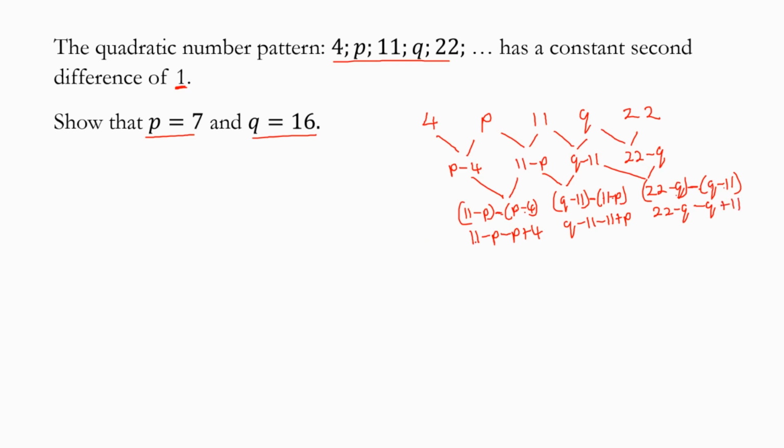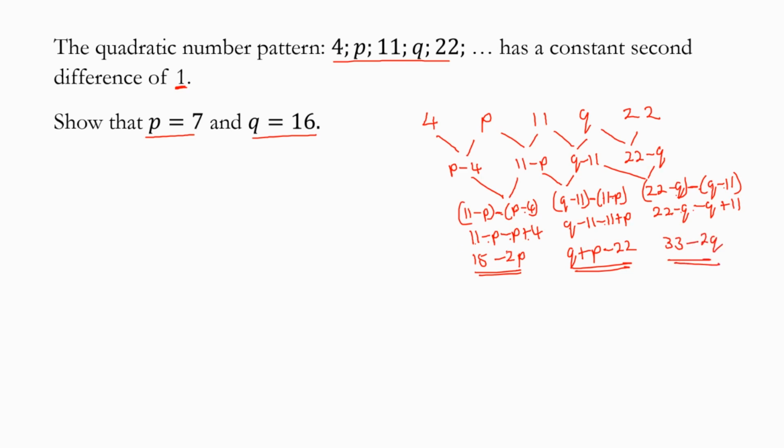Let's simplify. 11 plus 4 is 15. Then negative p minus p is negative 2p. That's the second difference here. And then the other second difference, we say q plus p. It still remains as q plus p. Then negative 11 minus 11 is negative 22. And then 22 plus 11 is 33. Then negative q minus q is negative 2q.